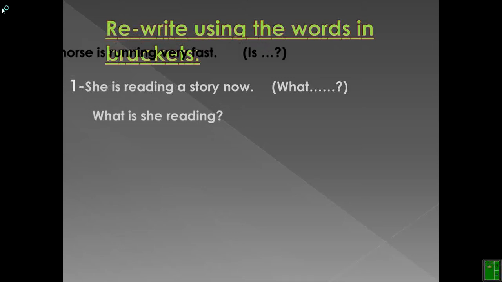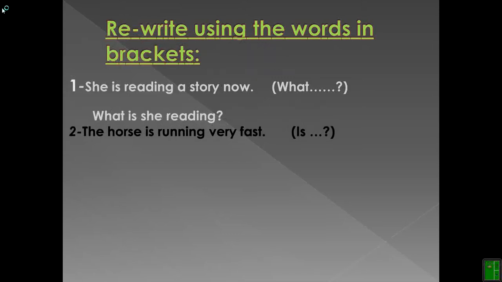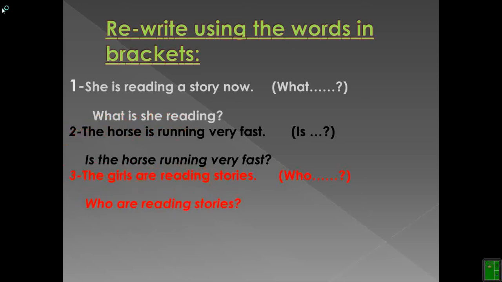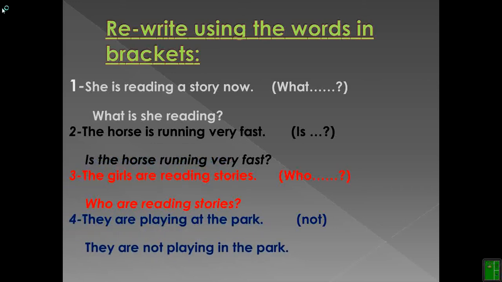Right. Number 2, the horse is running very fast. Use is. Excellent, it's very easy, right? Is the horse running very fast? Exactly. Number 3, the girls are reading stories. Use who. We use who to ask about people, right? Very good. Who are reading stories? That's it, thank you. Now, number 4, they are playing at the park. Use not. Yeah, I know that you say it's very easy, right? Yes, they are not playing in the park.